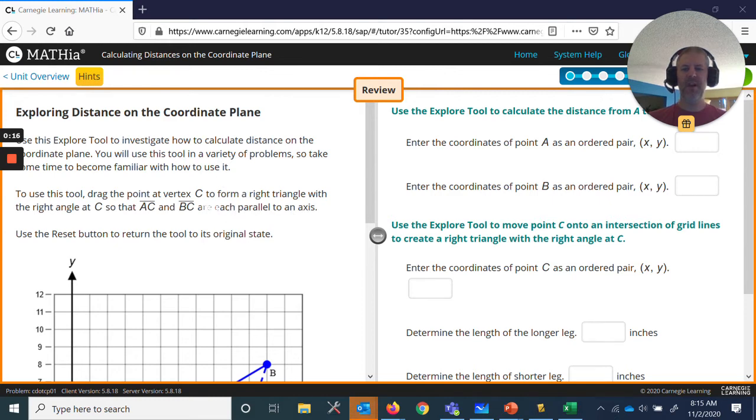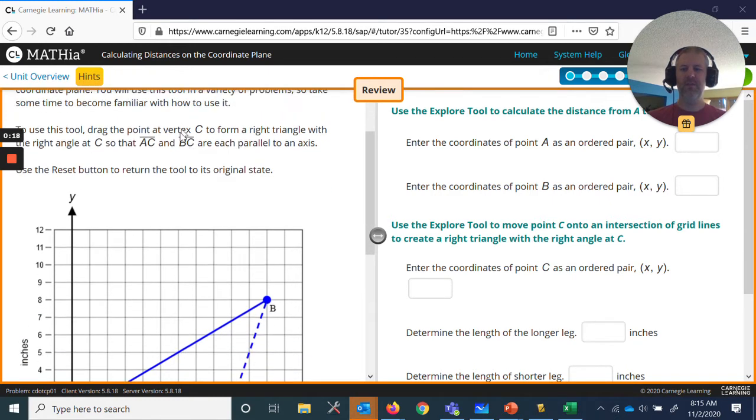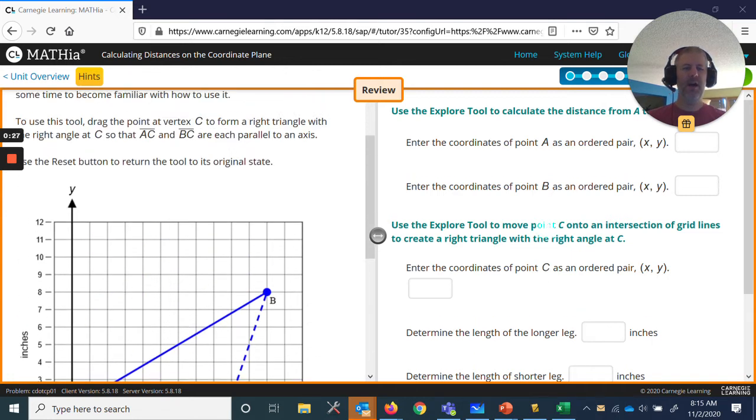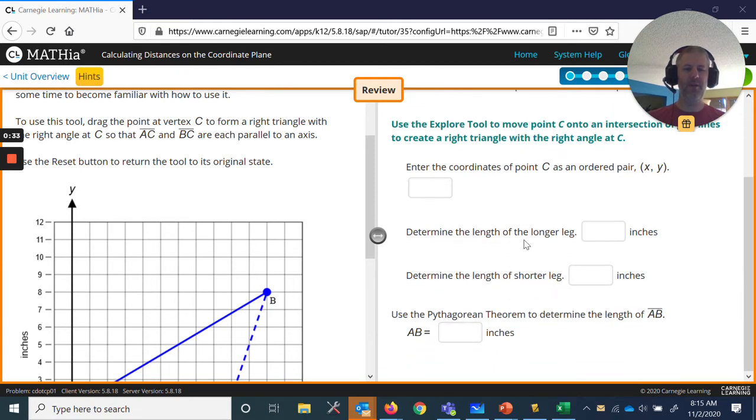On the left-hand side is the work area. You'll see some things to read here, and then here is our diagram. If you mess up, you can hit the reset button right here. The second thing is to put in pairs as ordered pairs, or put in points. Make sure you put parentheses around them. That's going to be the critical thing.